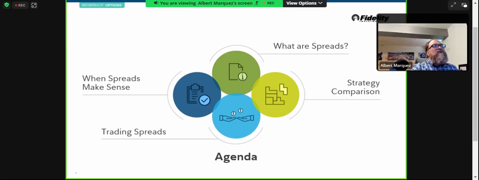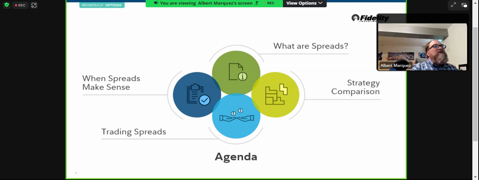For those of you who haven't, just remember that when we talk about options, we're basically talking about four basic positions, whether it's a long call, short call, long put, short put. And when we do spreads, we're just combining a couple of those individual positions to make something different, which is, of course, a spread.